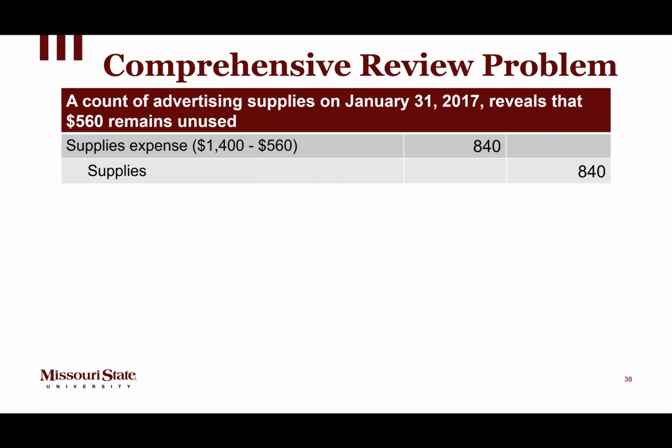So we're going to debit that supplies expense by $840, right, to show that we used $840 worth of that asset to generate revenues. And we are going to credit that supplies asset account to reduce it by $840 because we have used some of that up.